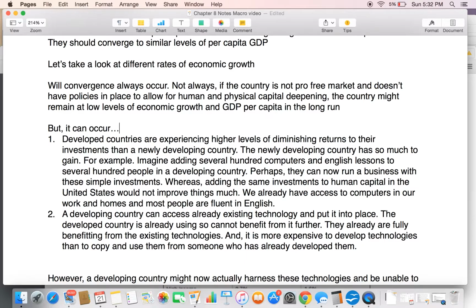My PhD, some more benefit, but more and more years of education is really not going to benefit me too much. And in these developing countries, you can add a little bit of technology, like several hundred computers and some English lessons to several hundred people in a developing country. And now they might be able to run a business or a call center, some sort of technological support center. If we add those same investments, a few hundred computers and English lessons, to an already educated population in the United States, that's not going to boost economic growth too much.